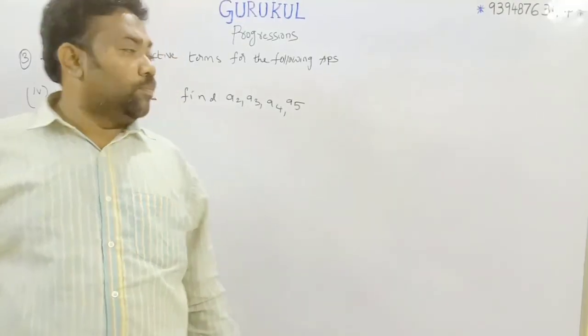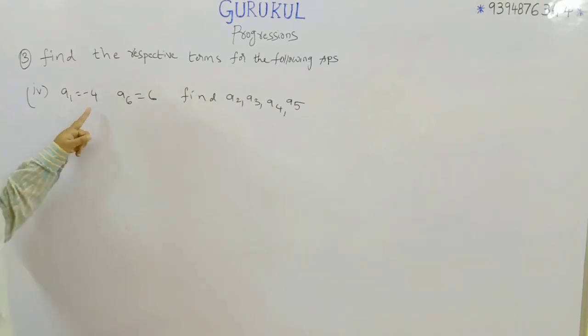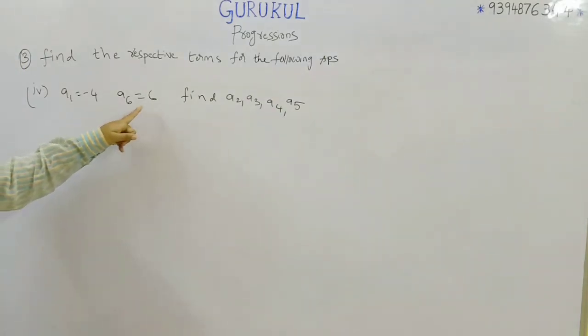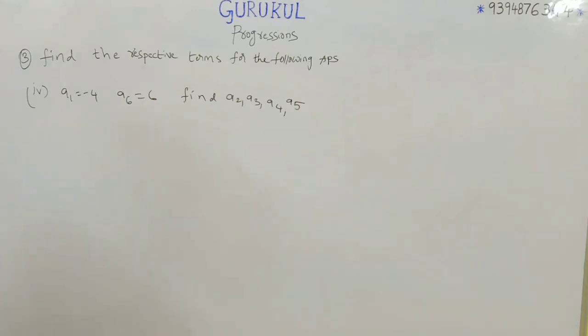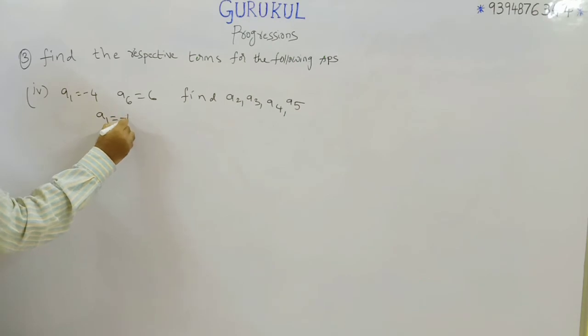Fourth question. Given a1 equals minus 4, a6 equals 6. Find a2, a3, a4, a5. So given a1 equals minus 4.